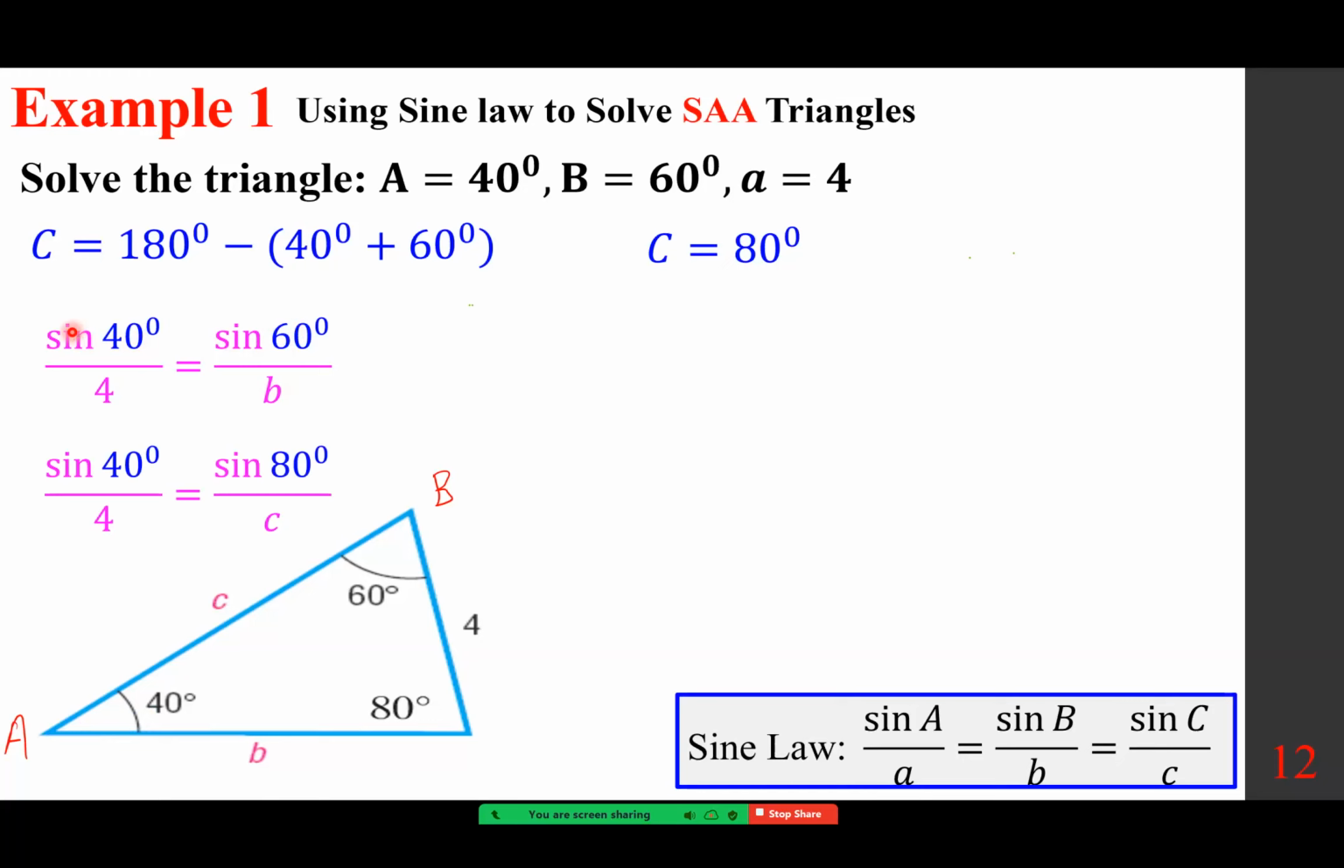Okay, so sine 40 divided by 4 equals sine 80 over c. For the other one, by the way, because we want to find lowercase c, we write it in this fashion. So there are two of them, in order to find the missing sides, b and c. So again, the cross product.